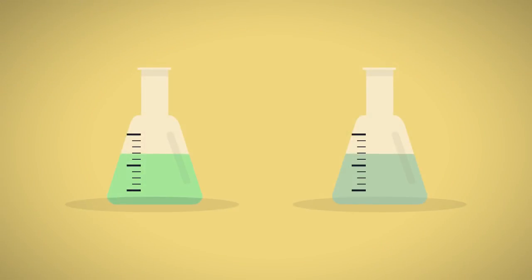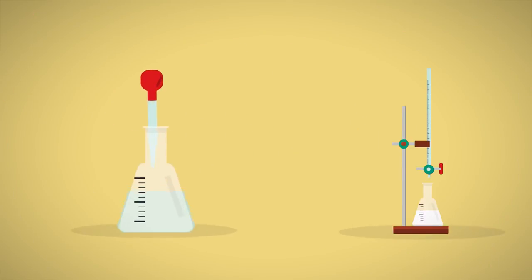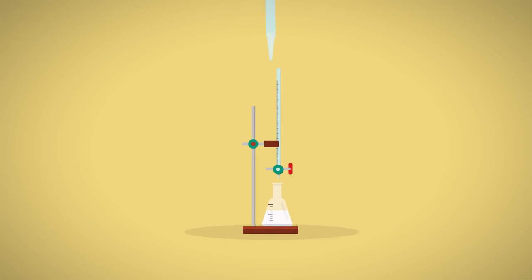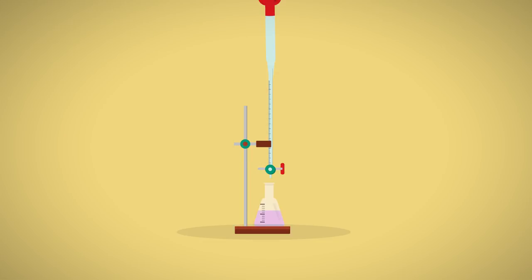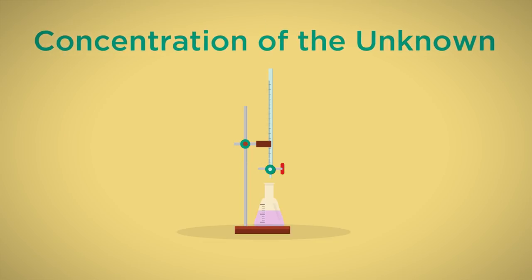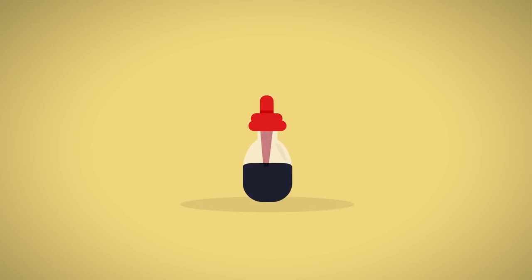Titration is a technique used to work out the concentration of an unknown solution when you know the concentration of another solution. You carefully add the known solution to a set volume of the unknown solution until the reaction is complete. This enables you to work out the concentration of the unknown solution. You may need to use an indicator to signal the end of the reaction.